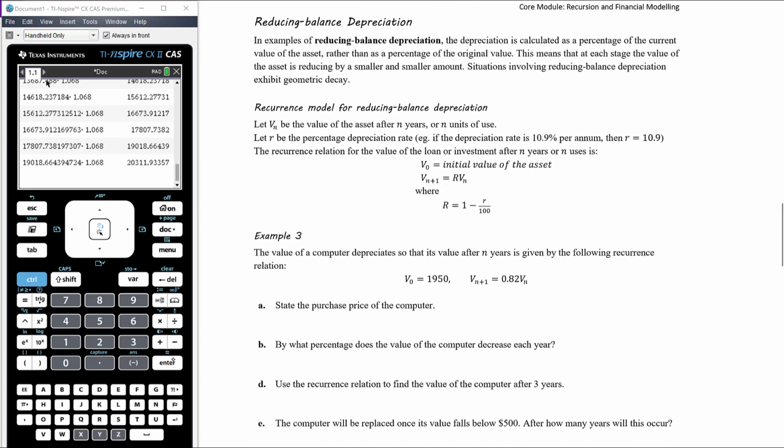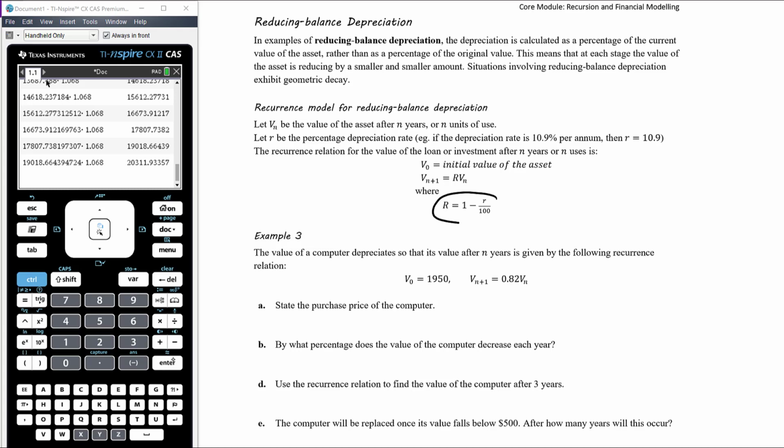Okay, reducing balance depreciation. So reducing balance depreciation is essentially compound interest but for depreciation. So where we're going down each time. And that's going to happen, we saw right back at the beginning, if we're multiplying by a number that's between 0 and 1 every year. So if we were to multiply by 0.9 every year, for example, the amount would be reducing each year. Whereas when we multiply by 1.1, we increase every year. So it's still the same formula, except that our R value is going to be less than 1.